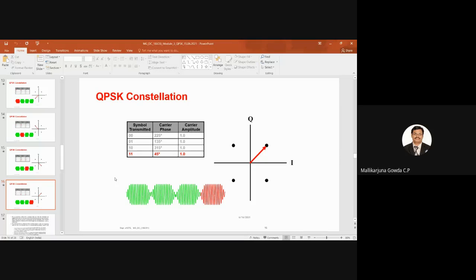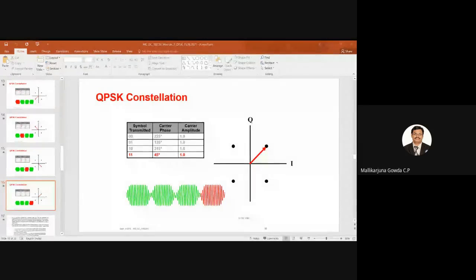Is that fine? So let me take up in the next class finding the average probability of symbol error. We have done it with respect to BPSK. In the same way, let us try to derive the expression for the average probability of symbol error. Is that fine? Yes, sir.